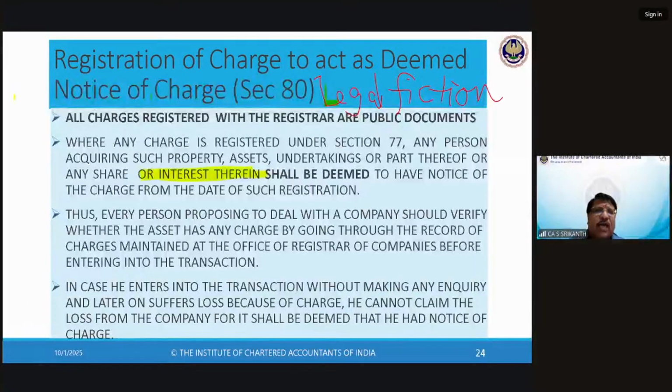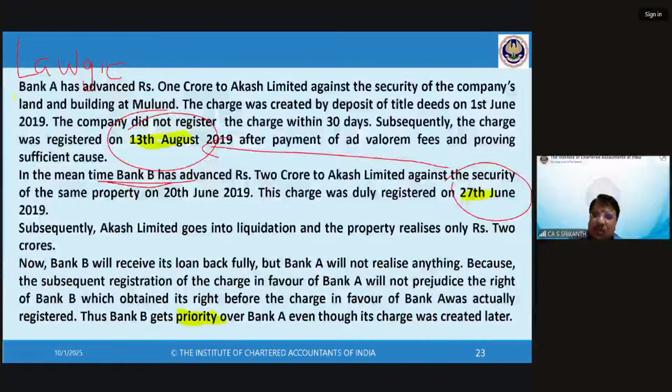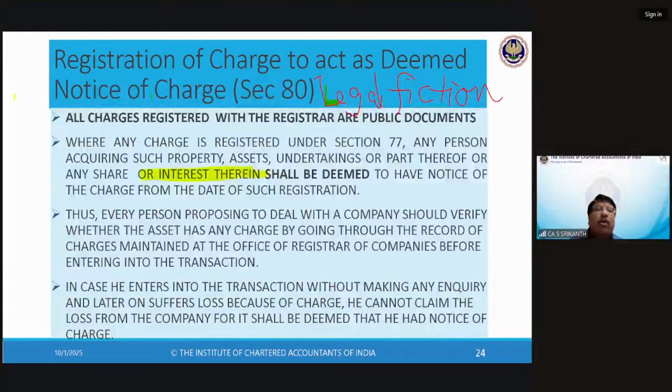Will they ask you a question directly on Section 80? I don't think so. But you can display your knowledge of Section 80 in another context. Or they might even ask you directly, a 3-mark question. Mr. M lent money to XYZ Limited, he didn't verify. Later on, he claims that the company has defrauded him. Will he succeed? If you quote Section 80, great.